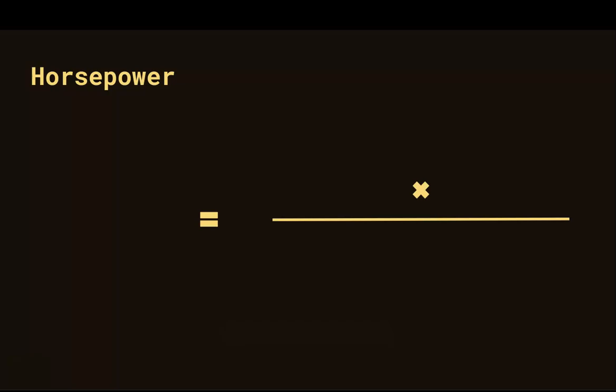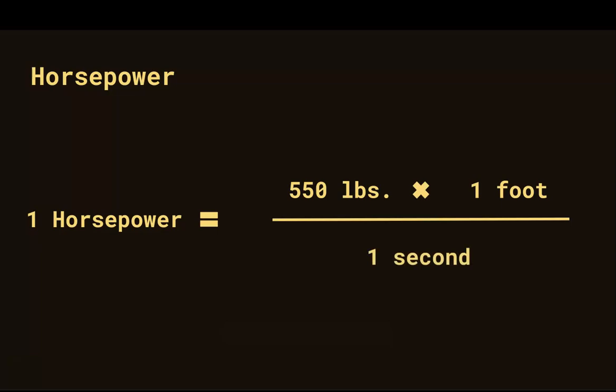How does this relate to horsepower? Well, 1 horsepower is calculated to be 550 pounds of force multiplied by a single foot, so it covers a foot of distance over the span of 1 second. And remember that 550 pounds of force has to be exerted in the same direction of the movement.